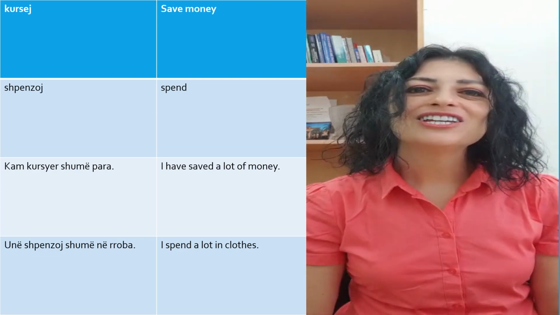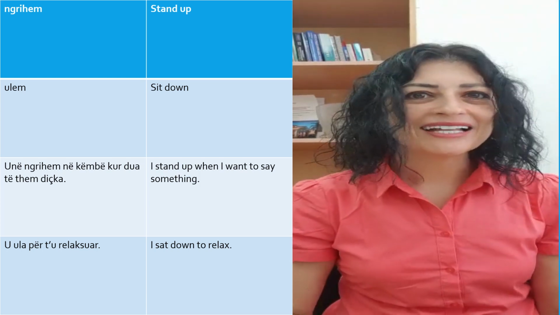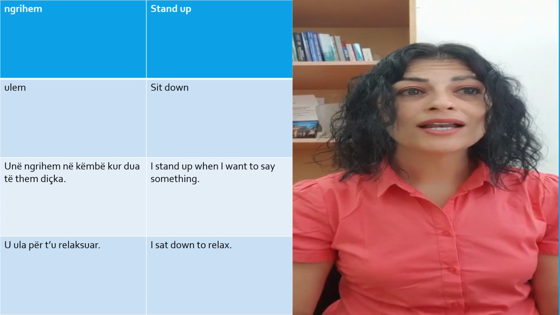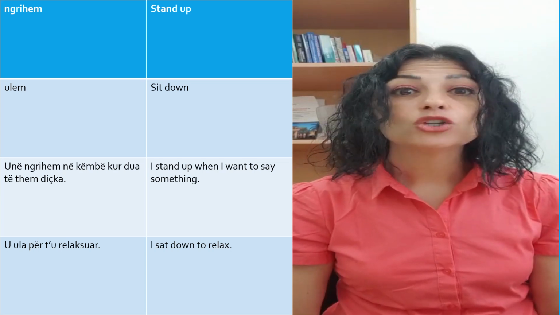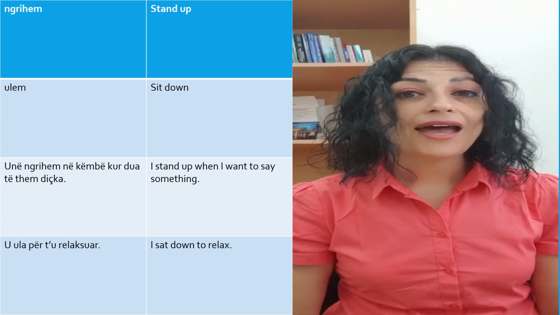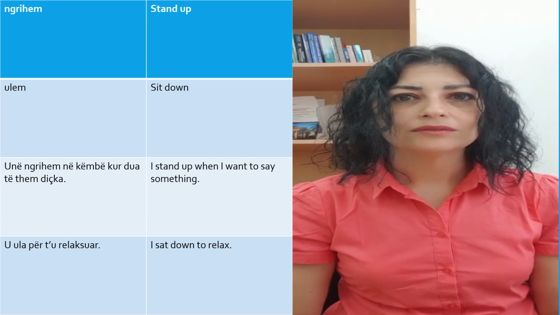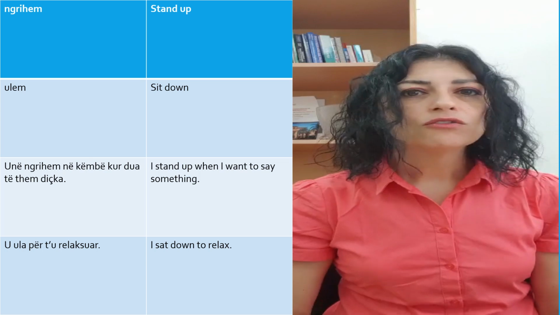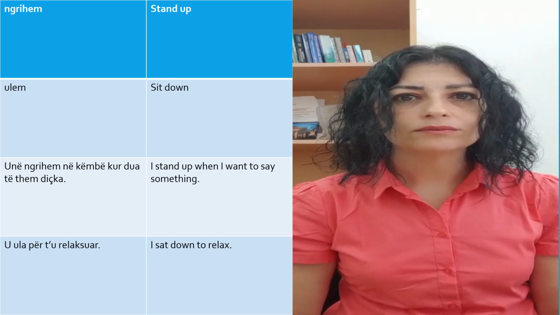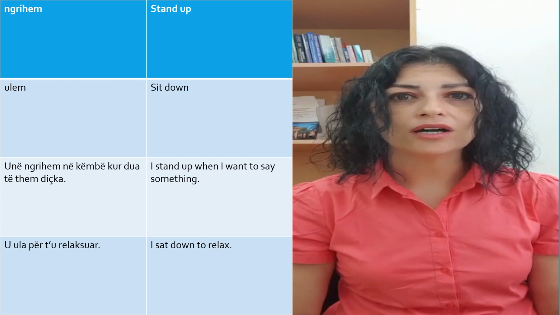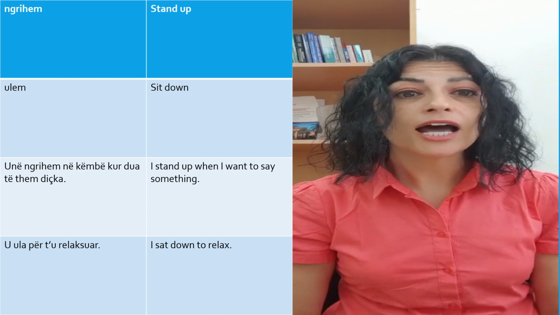Alright, we are almost at the end, so let's see two more verbs. The first one is ngrihem, to stand up. And the second one is ulem, to sit down. For example, unë ngrihem në këmbë kur dua të them diçka. I stand up when I want to say something.